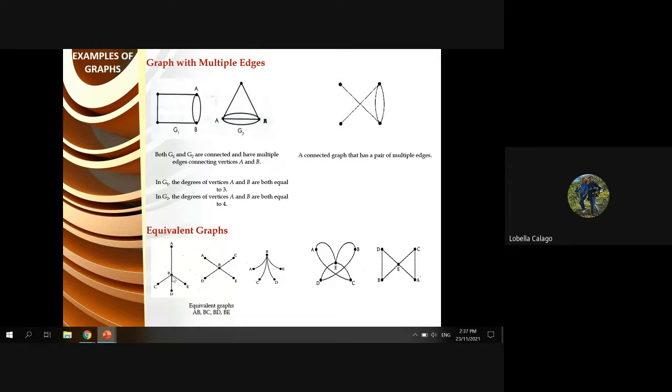Dito sinabi, B is connected to D. Dapat si B connected to D. Si B connected to D. Ayan. Si B connected to C. Dapat si B connected kay C. Si B connected din kay C. Yan po yung ibig sabihin ng equivalent graphs. Lahat ng points, kung sino yung connection niya, yun din ang connected sa kanya. Okay?